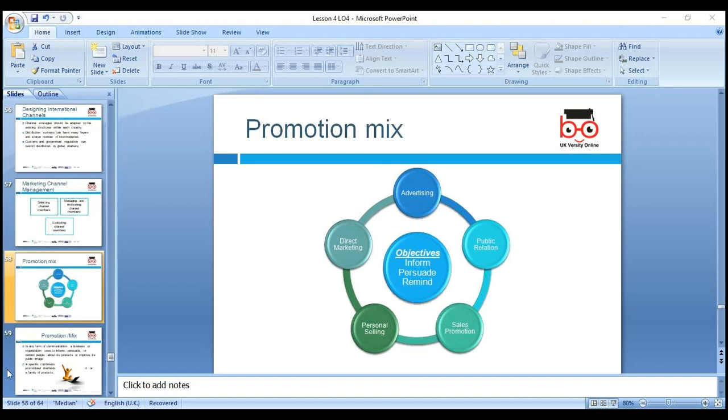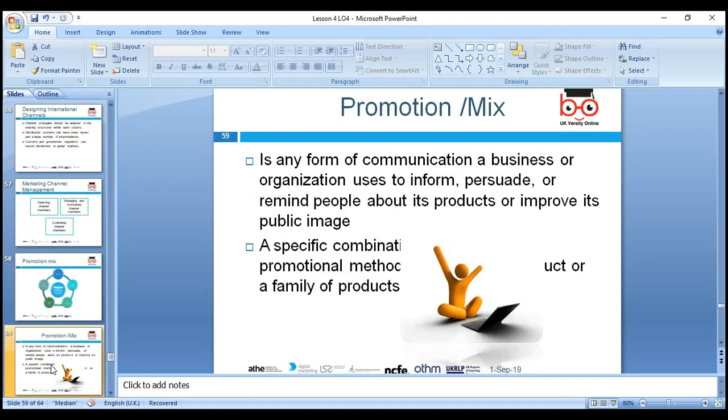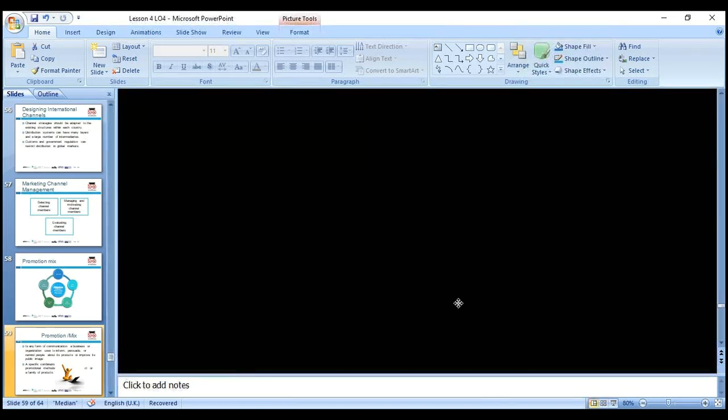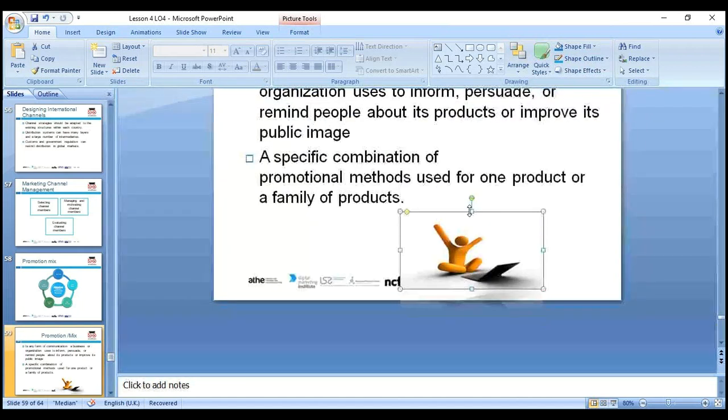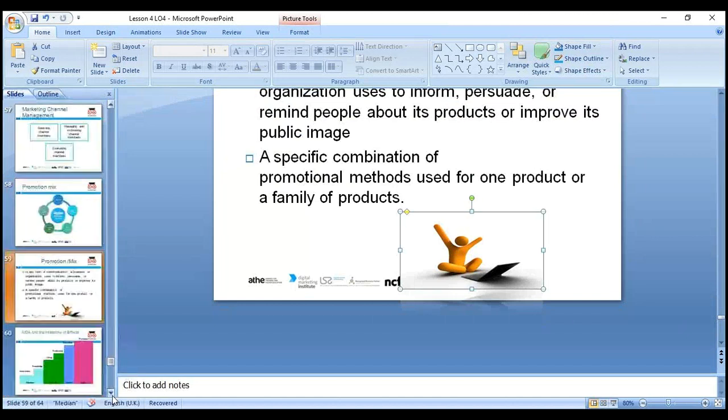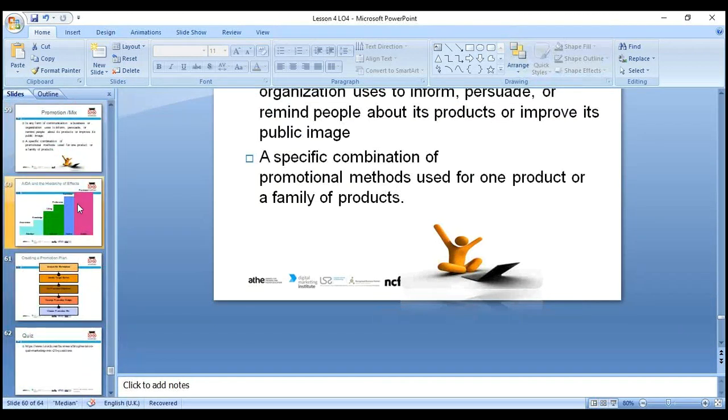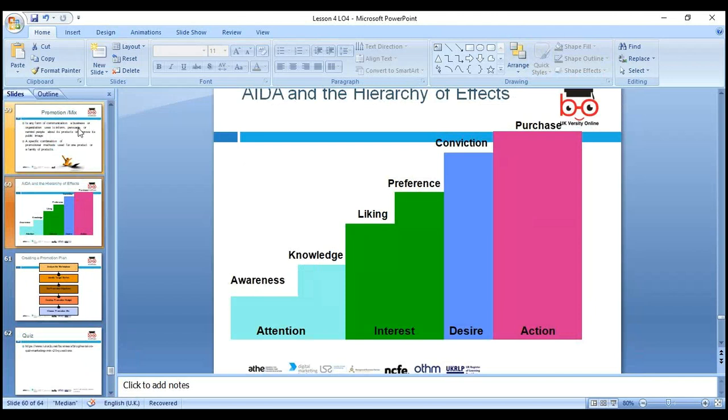Okay. Next, we're looking at the promotion mix, which is any form of communication by a business or organization. We need to make sure we have a family of products. All this we need to make sure of, why the promotion, and we use different channels, and we market.